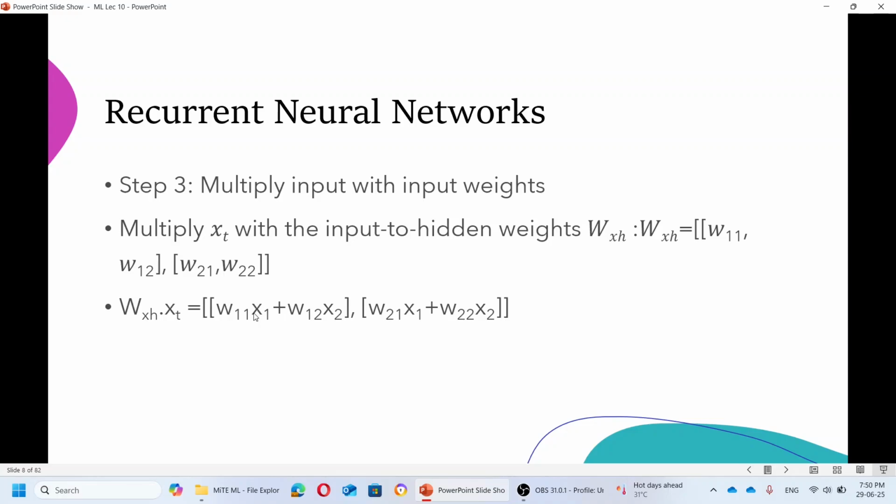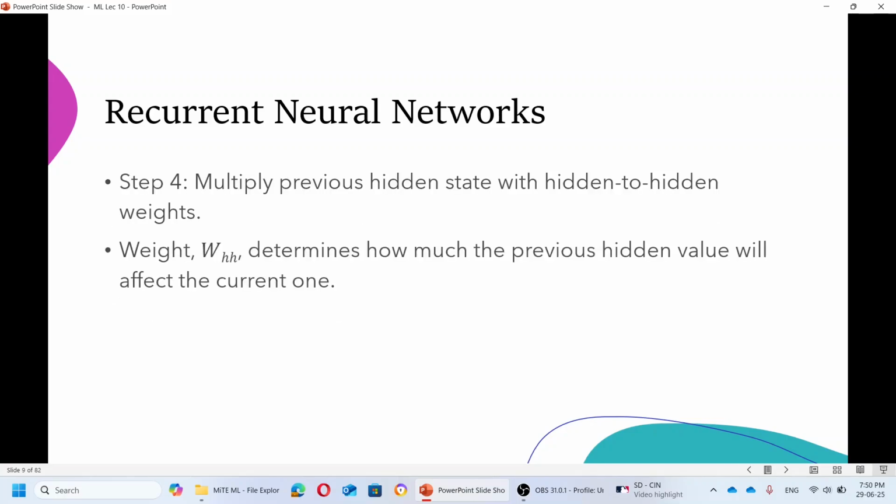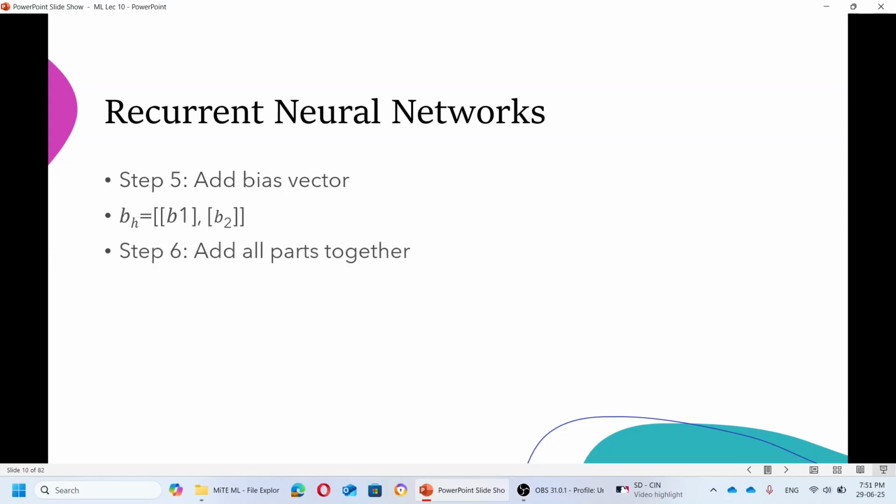So every input, this x1 is multiplied by w11, and this x2 is multiplied by w12, w21 is multiplied by x1, and w22 multiplied by x2. I will explain this multiplication in more detail. So multiply the previous hidden state with hidden weights. WHH determines how much the previous hidden value will affect the current one, as I told you, and then we add the bias vector as we have done before.